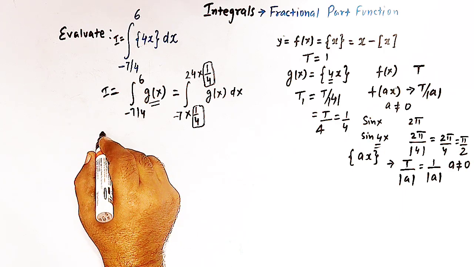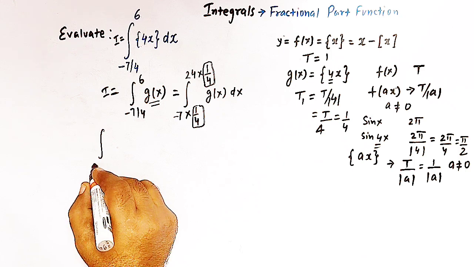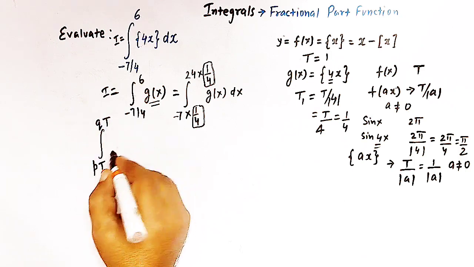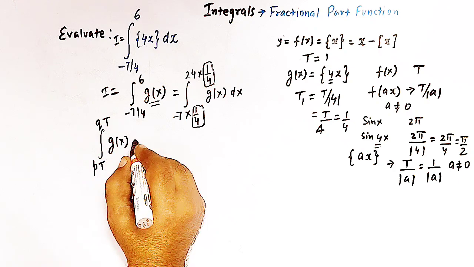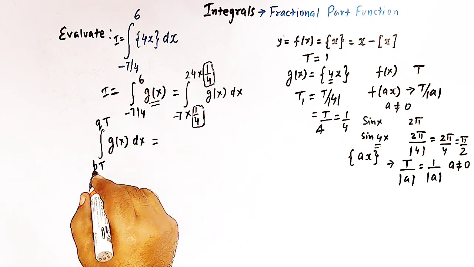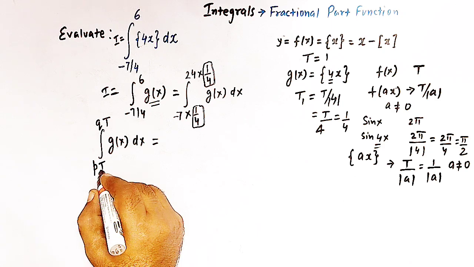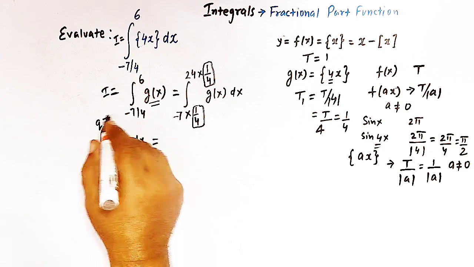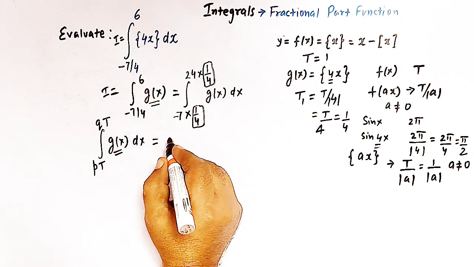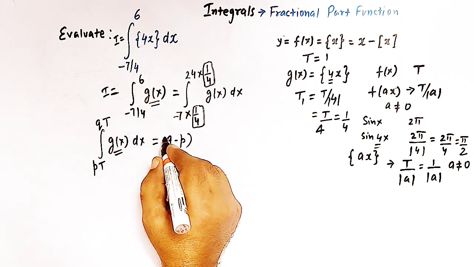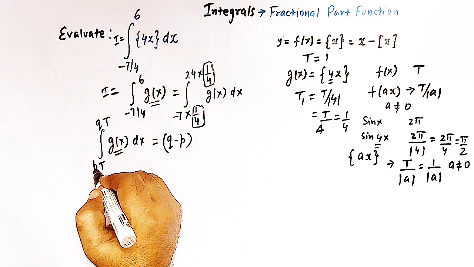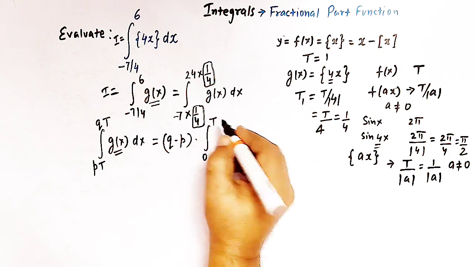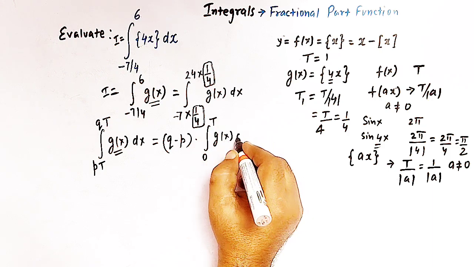Now see, we know this property: if we have the integral from p times t to q times t of a function g of x, where p and q are integers and t is the period of g of x, then this integral can be written as q minus p, that is the difference of these two integers, times the integral from 0 to t of g of x dx.